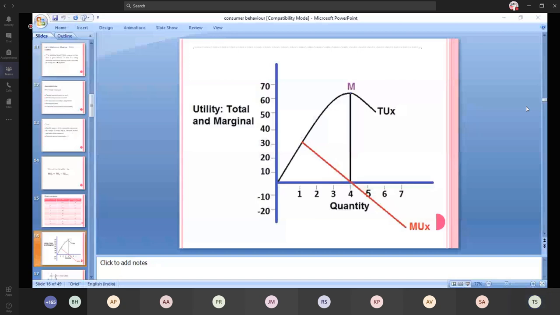Clear? Yes, ma'am. And ma'am, does it always start with 10 as the benchmark for utilities? No. This is in that particular example. Okay, ma'am. Thank you.